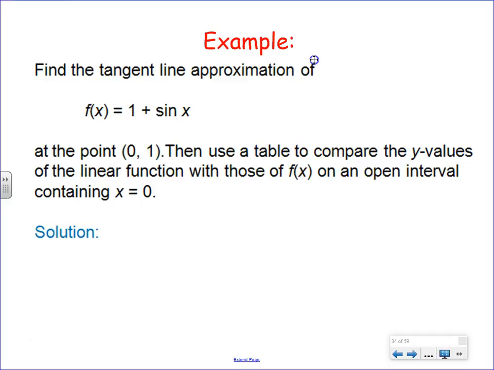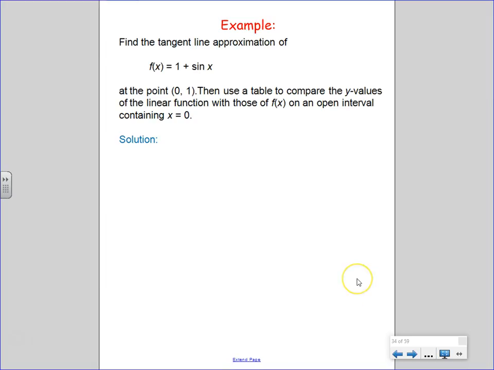Find the tangent line approximation. What do we do? Find the tangent line. How do we find the tangent line? Derivative. That's one part. And then y1, plugging in the slope. Because remember, we're trying to do y minus y1 equals m times x minus x1. We go ahead and figure out the derivative. F prime of x is cosine of x.